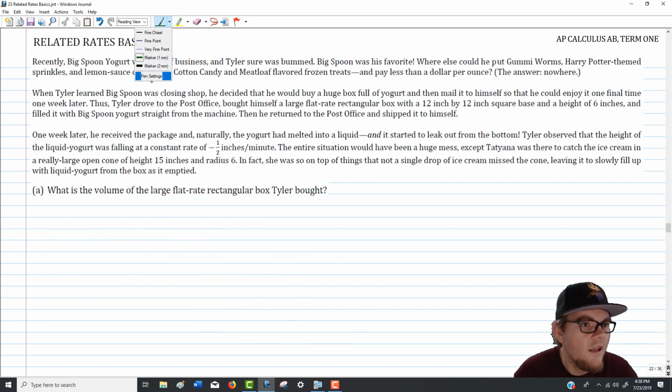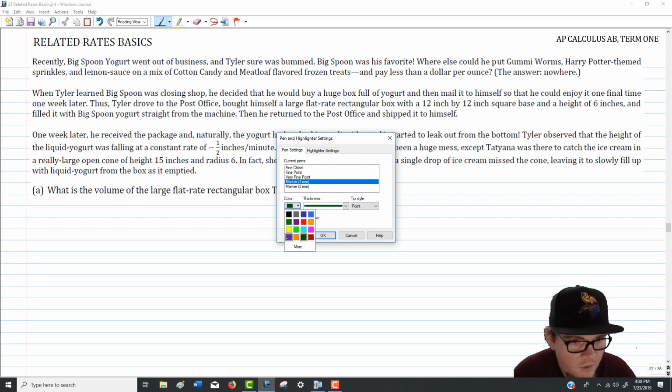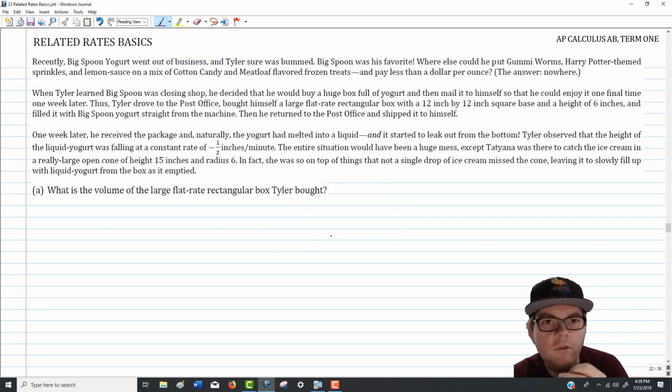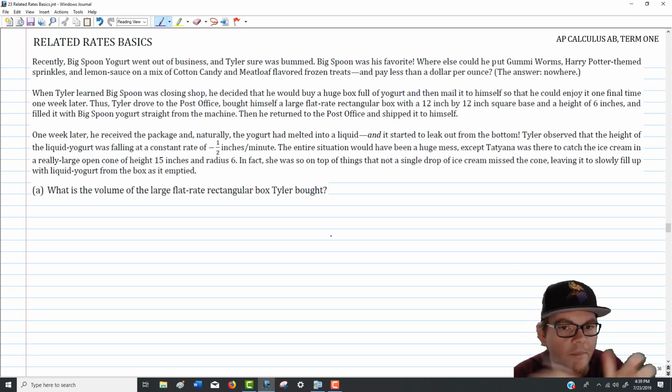Okay, the last thing we're going to hit here will take a little bit of time to work our way through. We're going to work through an old problem that I wrote in, I think, 2012 or 13, which is called the Big Spoon, Big Problem. This is a related rates problem that involves some different connecting rates in a unique way. So there's lots of stuff in here.